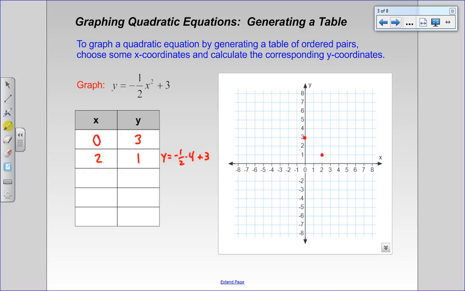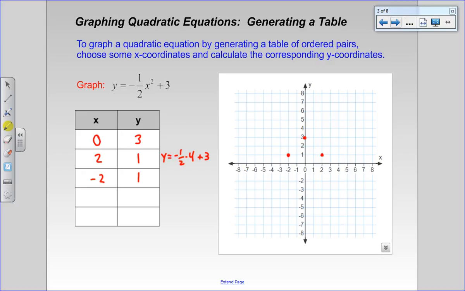Note that if we allow x to equal -2, we would obtain the same result, because -2 squared is also 4. So the y value, once again, would be 1. We can plot that point, (-2, 1), on our graph.